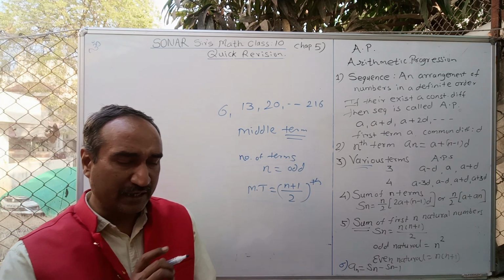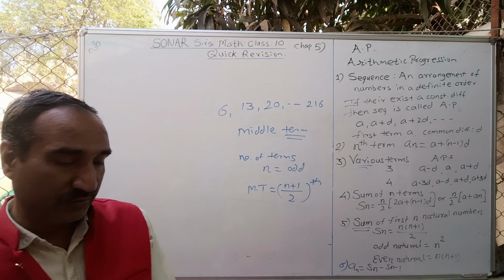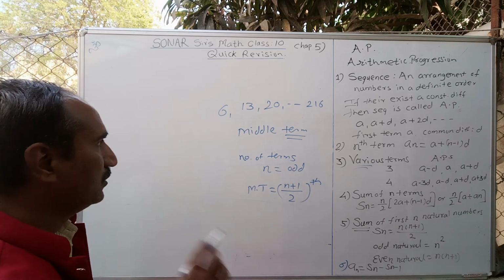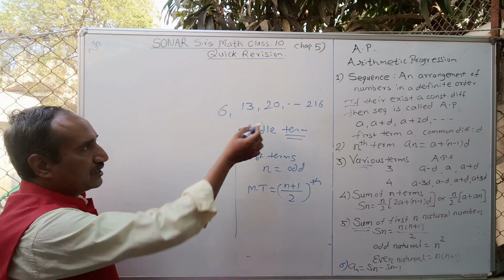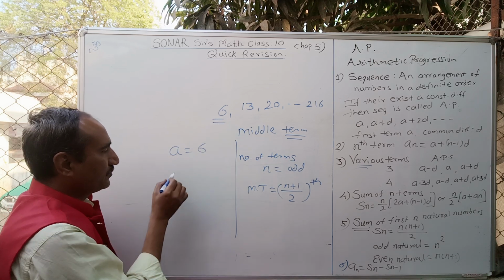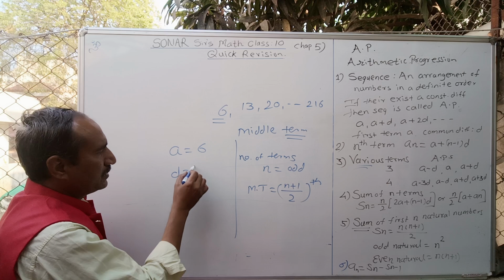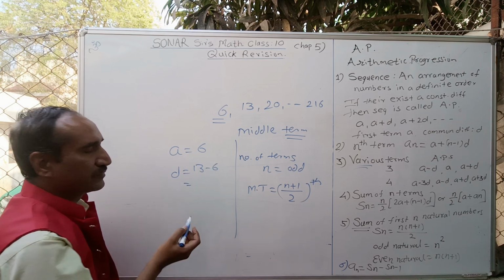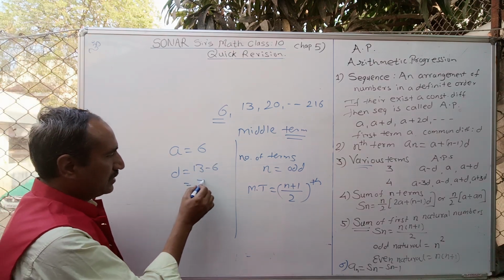Then it is asked to find the middle term. So we'll calculate the number of terms like this. First we have to find the number of terms. What is the first term? The first term is 6. What is the difference? The difference is 13 minus 6, that is 7.